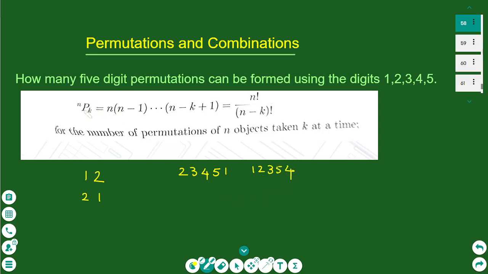So we use the formula you see on the screen, n times n minus 1 times ... times n minus k plus 1, or as a fraction, n factorial over n minus k factorial. So how many 5-digit permutations can be formed using the digits 1, 2, 3, 4, 5? We need to find 5 factorial. 5 factorial is 5 times 4 times 3 times 2 times 1. And this gives us the answer of 120 permutations.